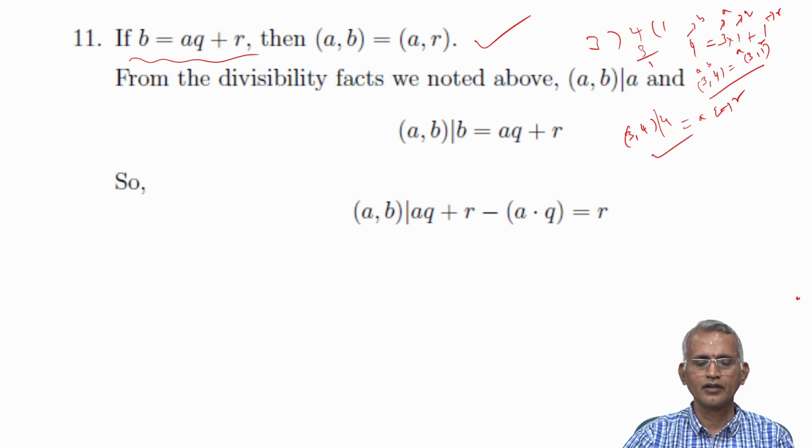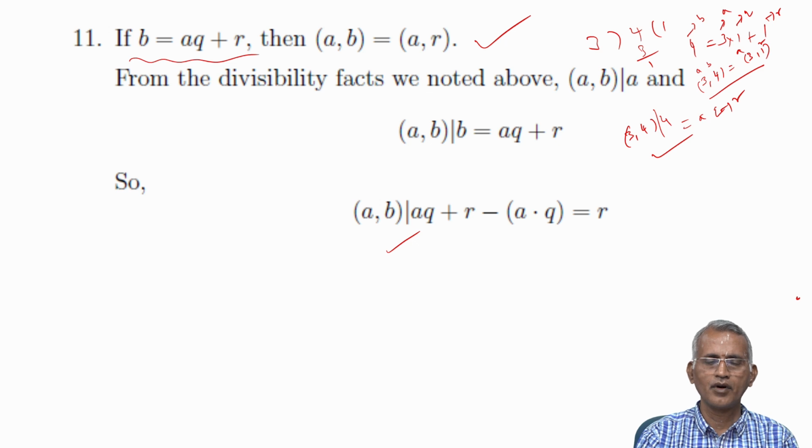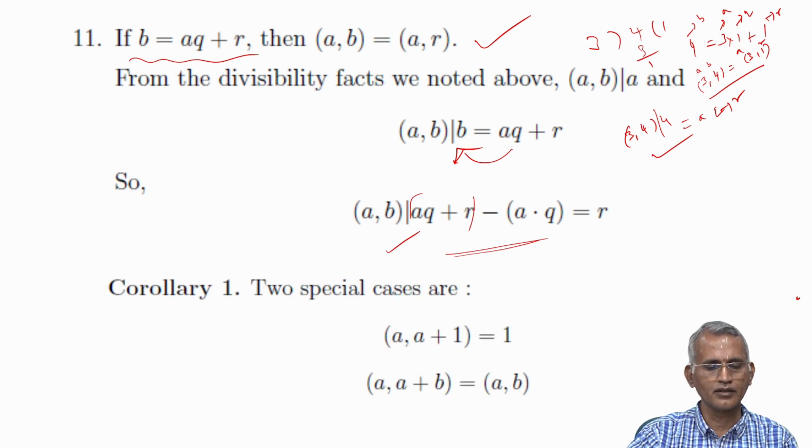It holds good for any number. If divisibility comes, then the GCD of A comma B divides AQ plus R. We can write R equal to B minus A into Q, because you bring this to the other side. Therefore, we have the GCD of A comma B is equal to the GCD of A comma R.